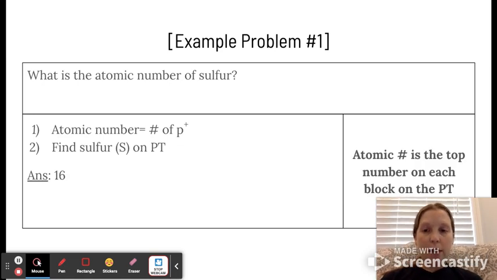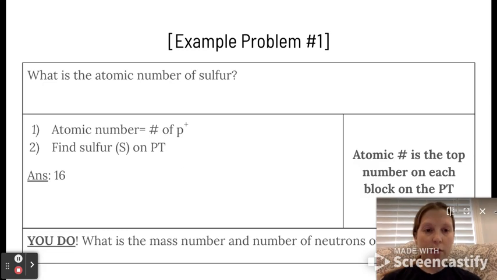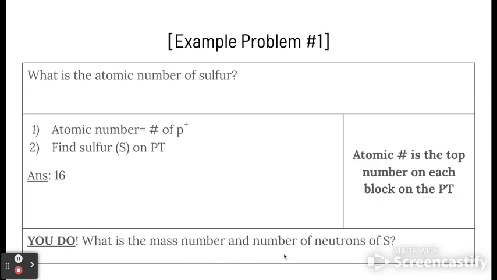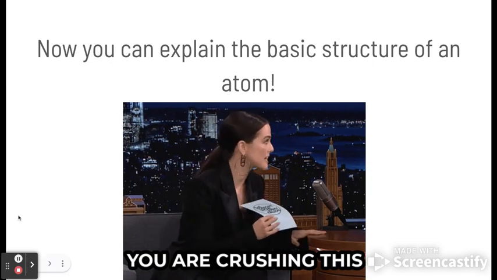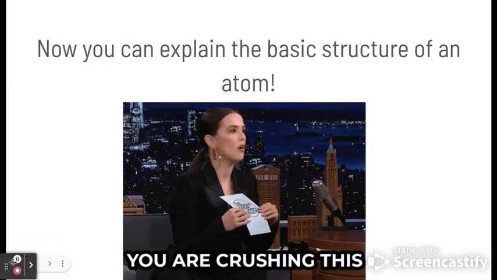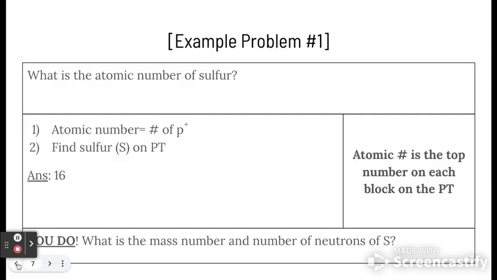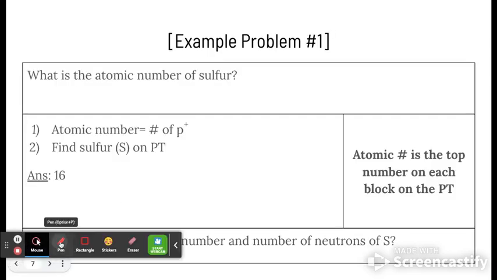So now I want you to try to find the mass number and number of neutrons of sulfur. And for this one, I'm going to make an adjustment. We're going to make this sulfur 32, because I think that's what it is in your notes. Okay, so sulfur 32. Pause this and go ahead and try that for me.